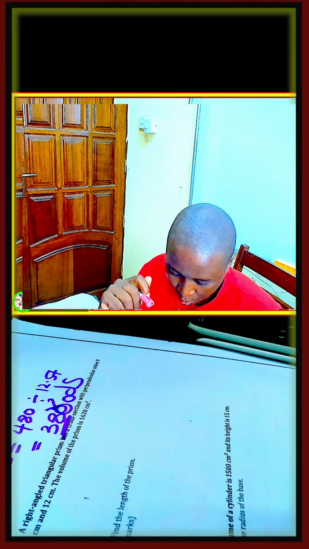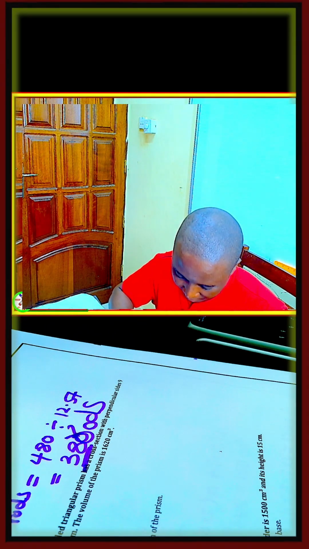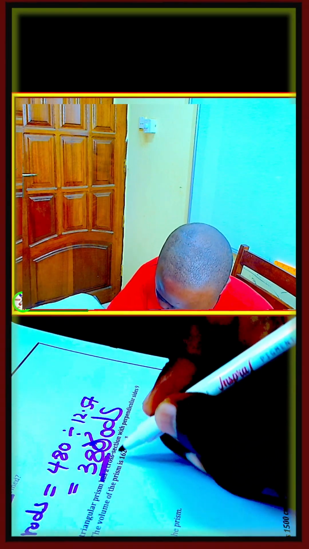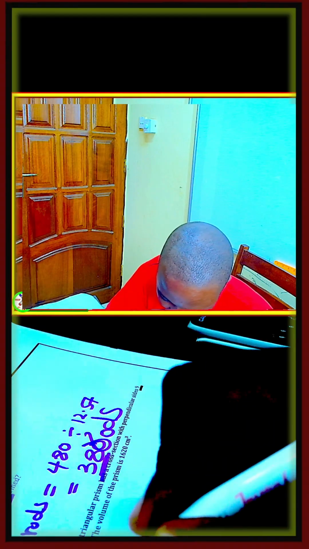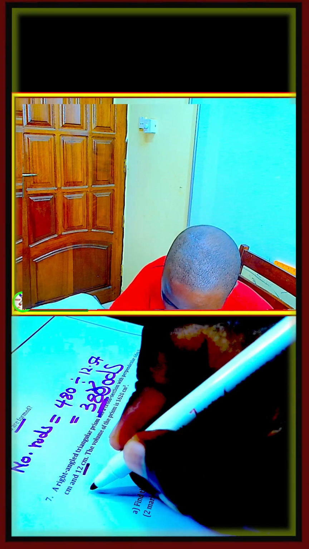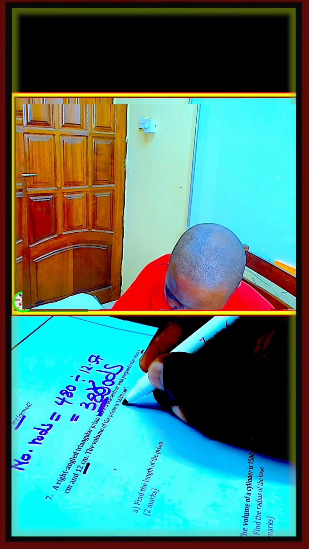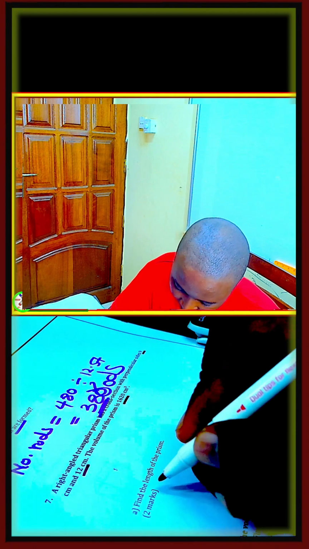In this question, we are going to look at how you can solve word problems. We are told that a right angle triangular prism has a cross section with perpendicular height 9 centimeters and 12 centimeters. So the volume is also given here, and you are asked to work out the length of the prism.